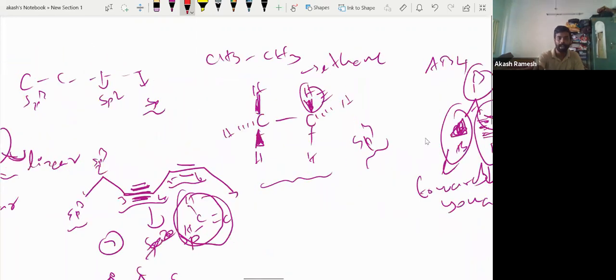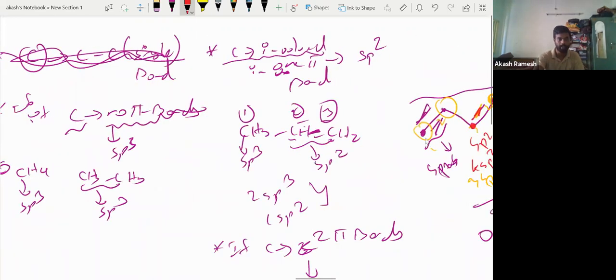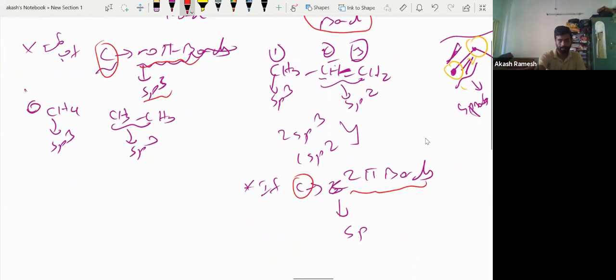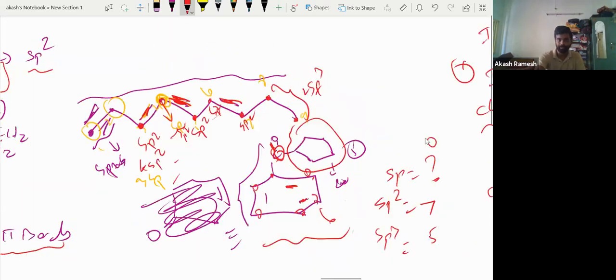Now hybridization, I asked you to remember a quick trick, right? If there are no pi bonds for a particular carbon, that carbon would be sp3 hybridized. And if there is a carbon which is having only one pi bond, it is involved in only one pi bond, then it will become sp2. And if at all I have 2 pi bonds involved in a particular carbon, then it is going to become sp hybridized. Then we saw some questions also, right?